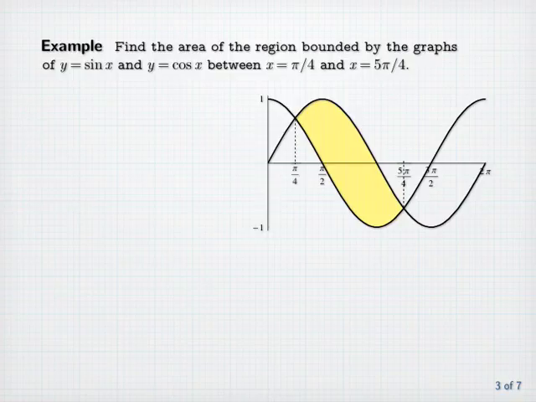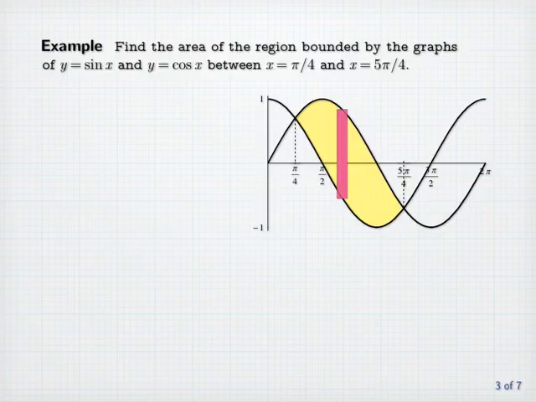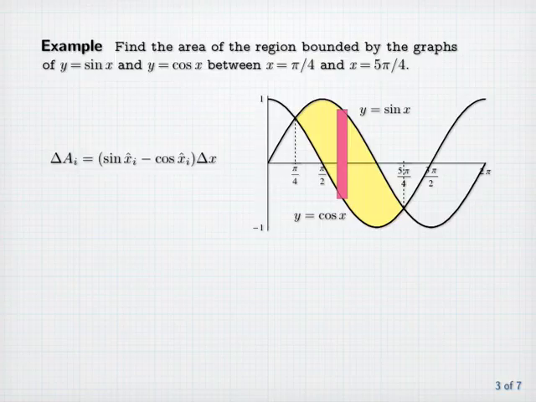A rectangle approximation of the region looks like this. The top of a typical rectangle touches the graph of sine x, and its bottom touches the graph of cosine x. So its area, delta A sub i, is equal to sine of xi hat minus cosine of xi hat, all times delta x. The area differential, dA, equals sine x minus cosine x dx.